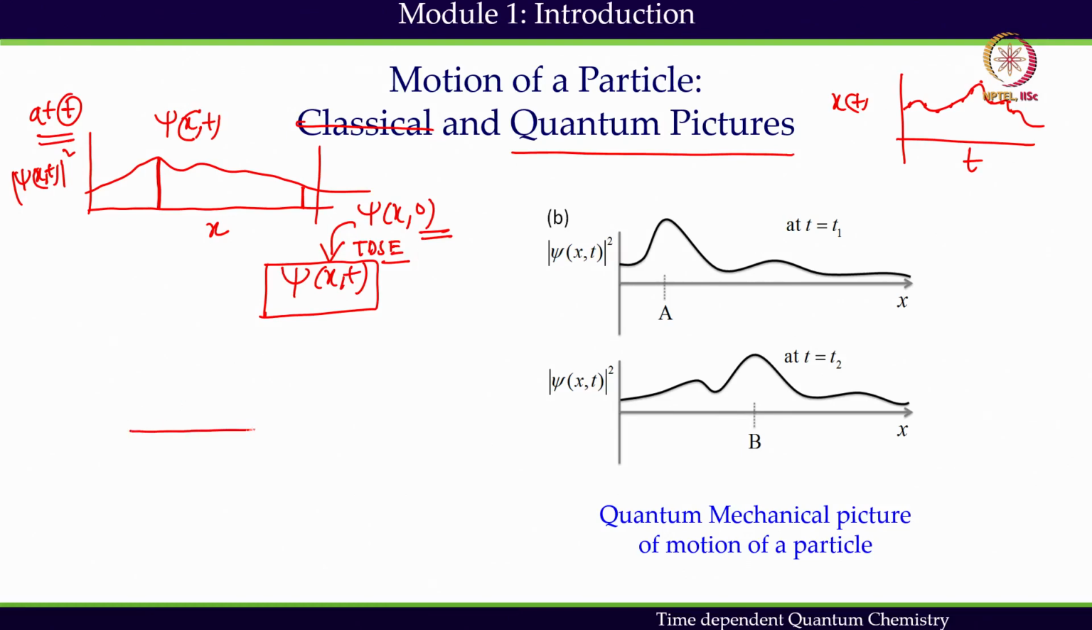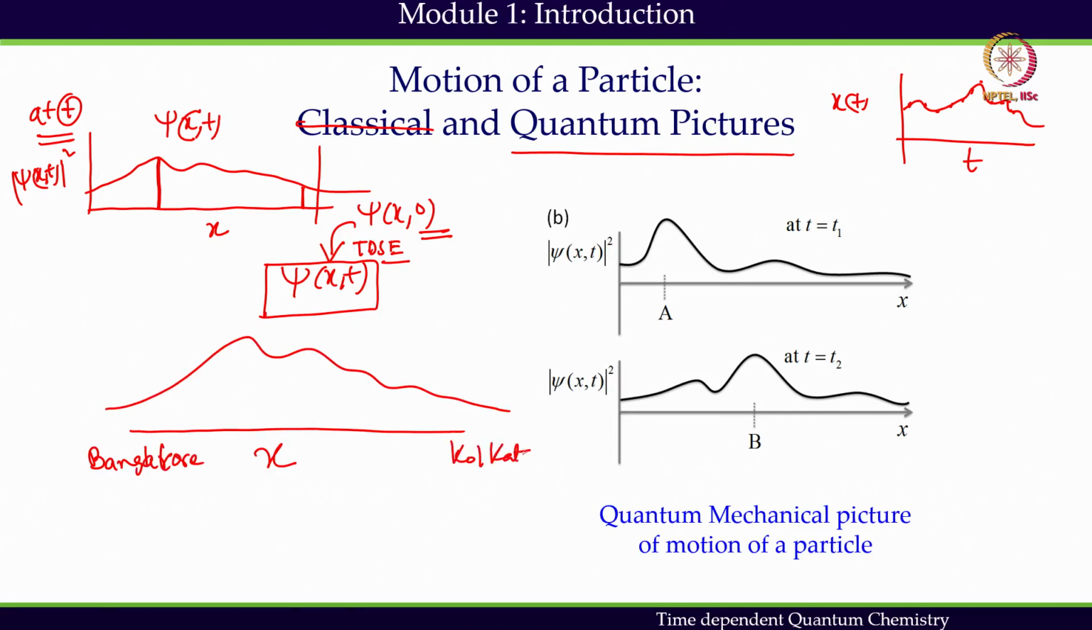So, how does this wave function look? Like this. It is everywhere. Let us say this is Bangalore, this is Kolkata, it is everywhere in x-dimensional space. A 3-dimensional space we haven't considered yet. It is everywhere.